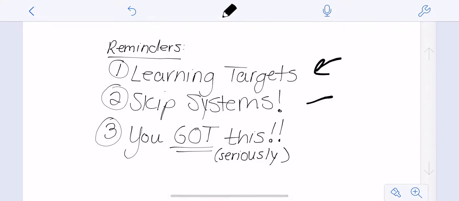Number two, you can skip systems as you're studying. That's topic 7 on your review sheet, and you can skip it because no other classes are testing on it before break, so I'm going to wait to test it till after.